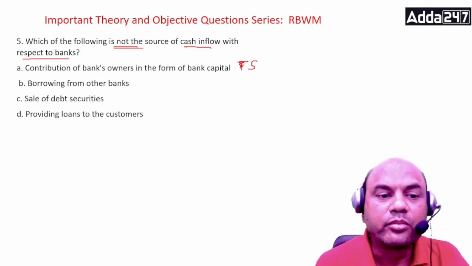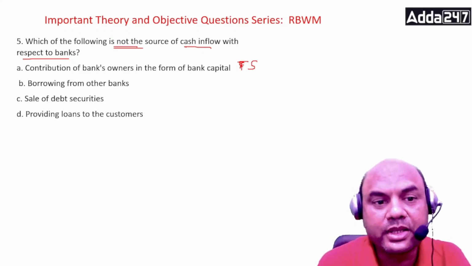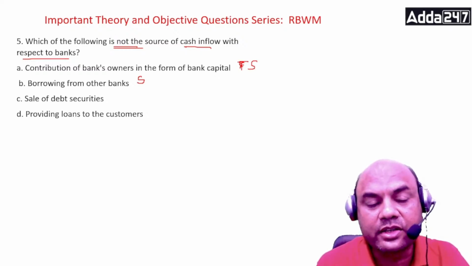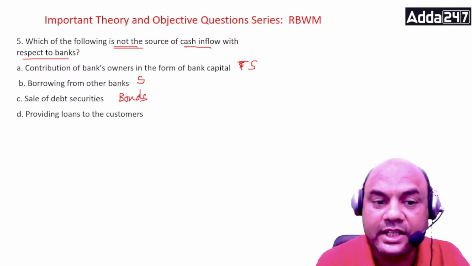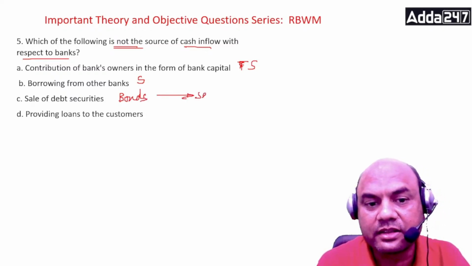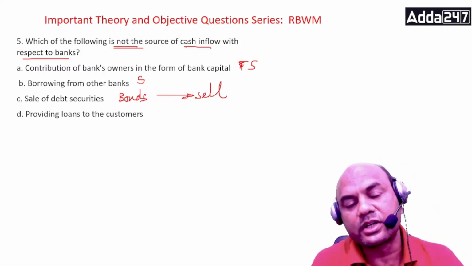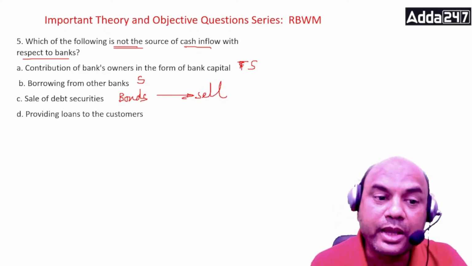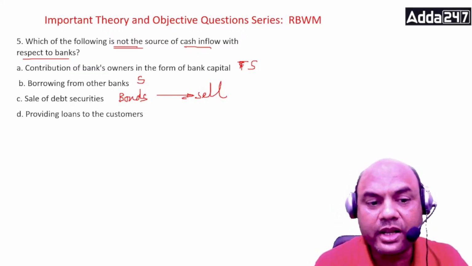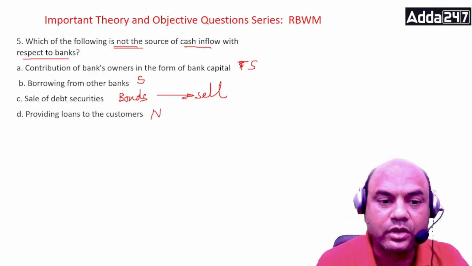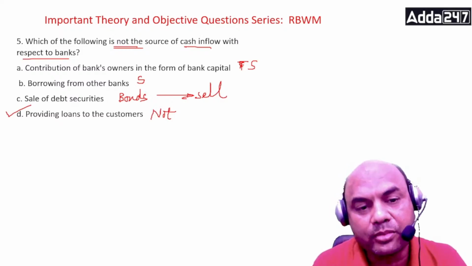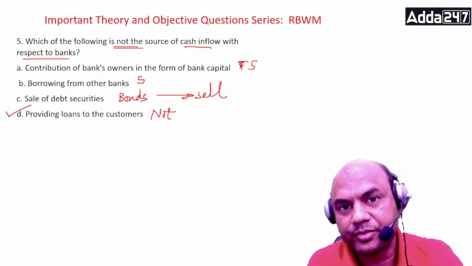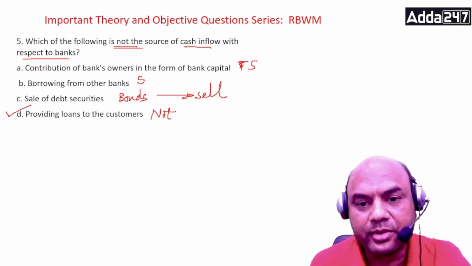Borrowings from other banks means we take loans from other banks, interbank borrowings we call it, so that is also a source. Sale of debt securities means whatever bonds and debentures I sell. I'm talking of selling, so I'll sell the bonds to the customers or investors, and investors will pay me the money. So money will be in. Providing loan to the customers is not a source, so this is your right answer. Loan to the customer means you are giving out the money. We want inflow, not outflow. Got it?